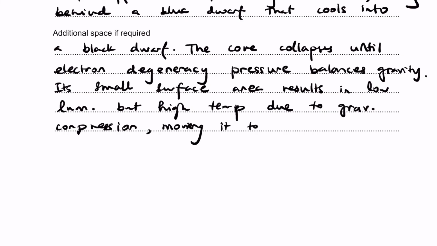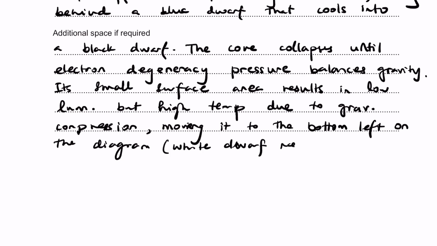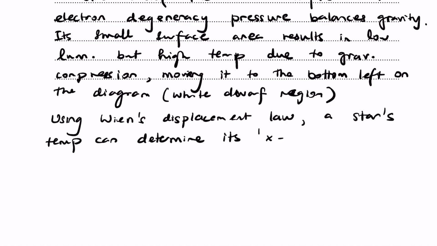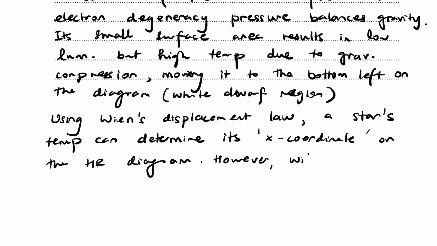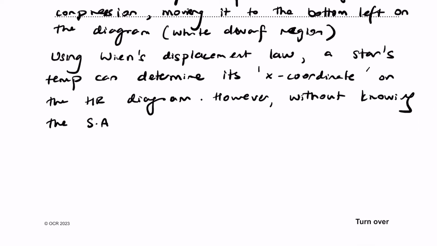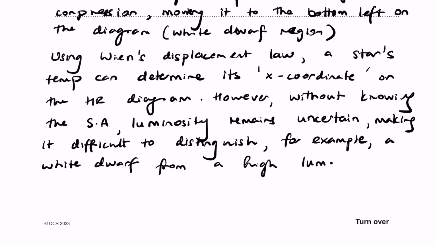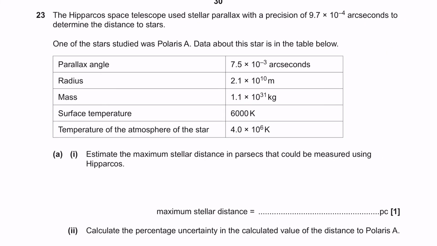So using Wien's displacement law, a star's temperature can determine its x coordinate on the HR diagram. However, without really knowing the surface area, luminosity is unknown. So that is one of the drawbacks or limitations in this particular question. So it makes it harder to distinguish, for example, a white dwarf from a high luminosity main sequence star with the same temperature. Question number 23.